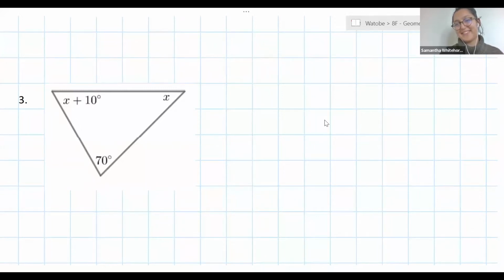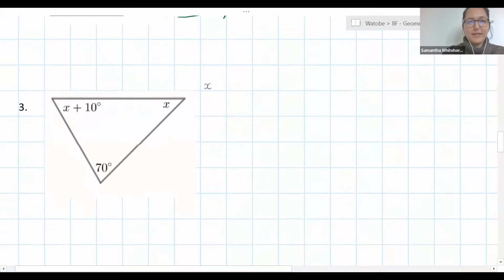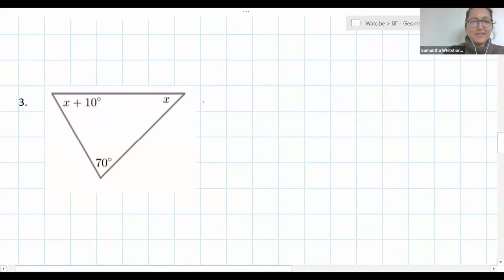Can I start? Absolutely, go for it. I said x plus 10 plus 70 plus x is 180. Good. And what's your reason? Sum of angles in a triangle. Perfect.